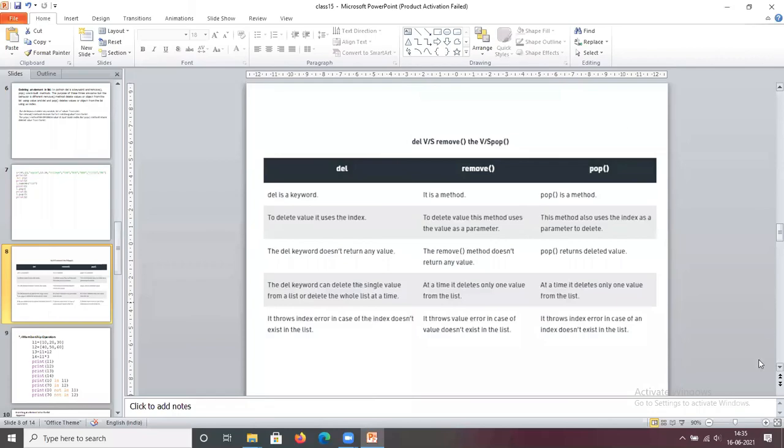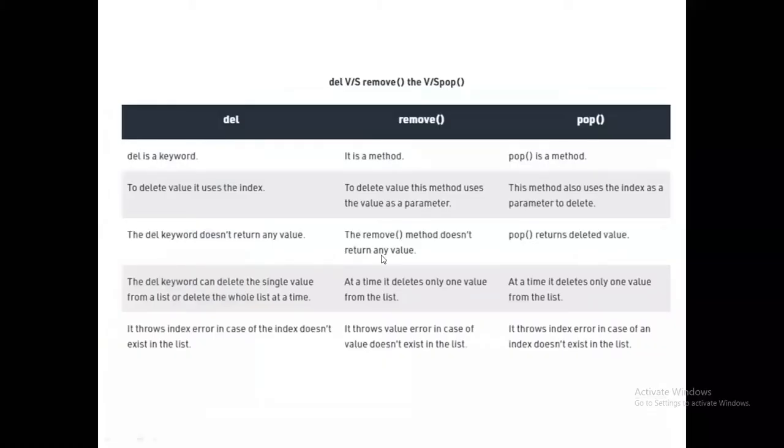now this is the difference between these three operations. del is a keyword, remove is a method, pop is a method. To delete a value, del uses the index. To delete the value, the remove method uses the value as a parameter. The pop method also uses the index as a parameter.